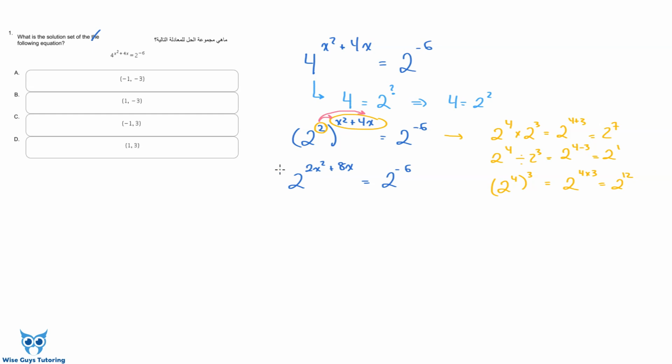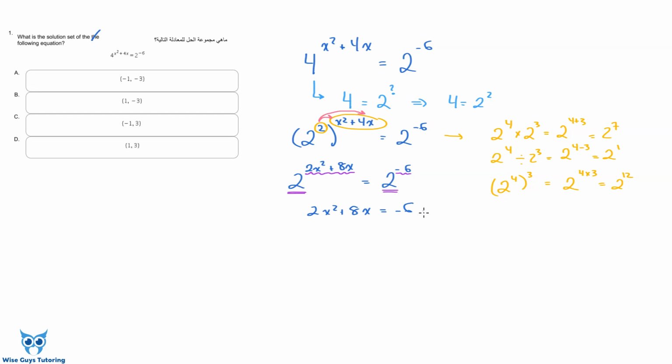So look what happens now. I have the same base, right? 2 and 2. This means that their exponents are also going to be the same. Right? How else can 2 to the something equal 2 to the minus 6? That means that this something must equal negative 6. So I'll rewrite this and it gives me 2x squared plus 8x equals negative 6. Now this is much more manageable, right? This is just a regular quadratic equation.